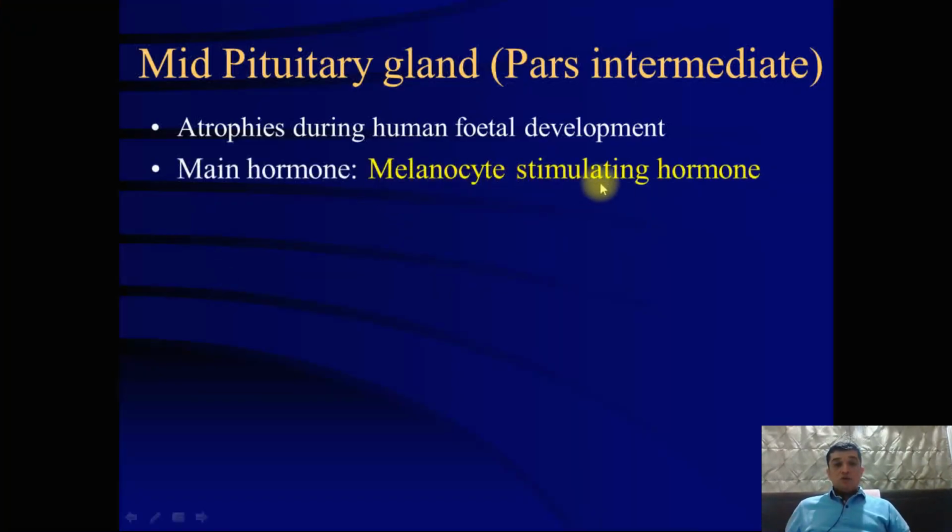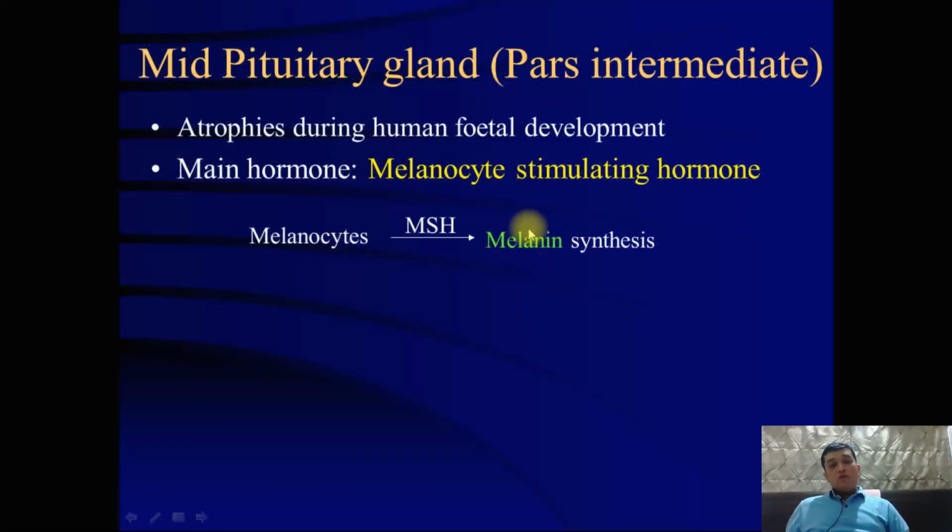MSH is melanocyte stimulating hormone. As I told you, there is a very limited role of this hormone in humans, but definitely when it is released, it will act on the melanocytes. These are the cells present in the skin, and there they promote synthesis of a protein, melanin. Remember, melanin is a skin pigment. Melatonin is a hormone produced by the pineal gland, and melanin is a skin pigment produced by melanocytes. Okay, so it is under the influence of MSH.